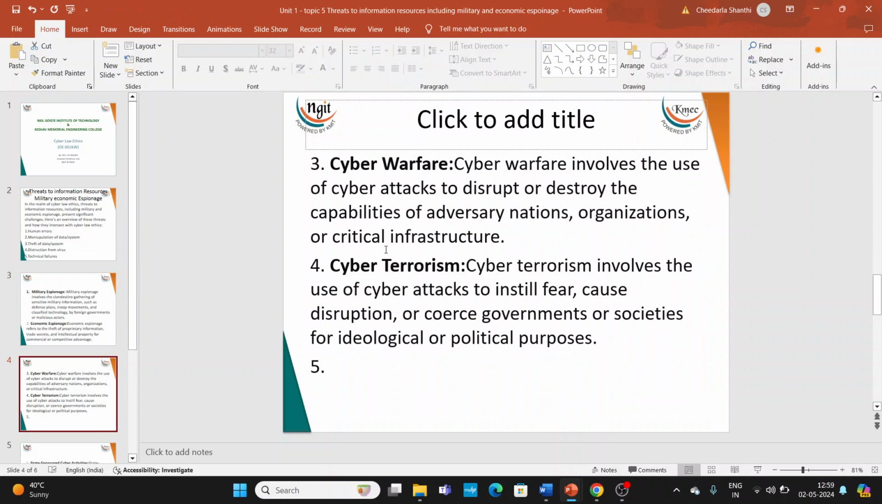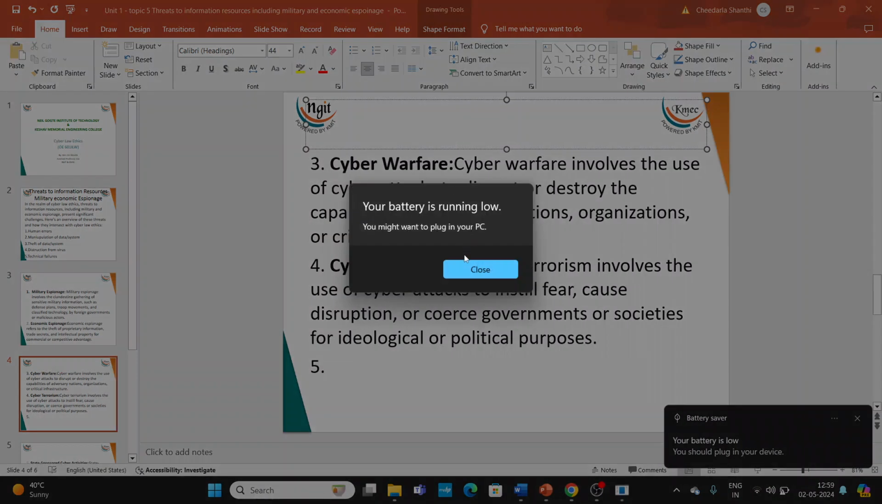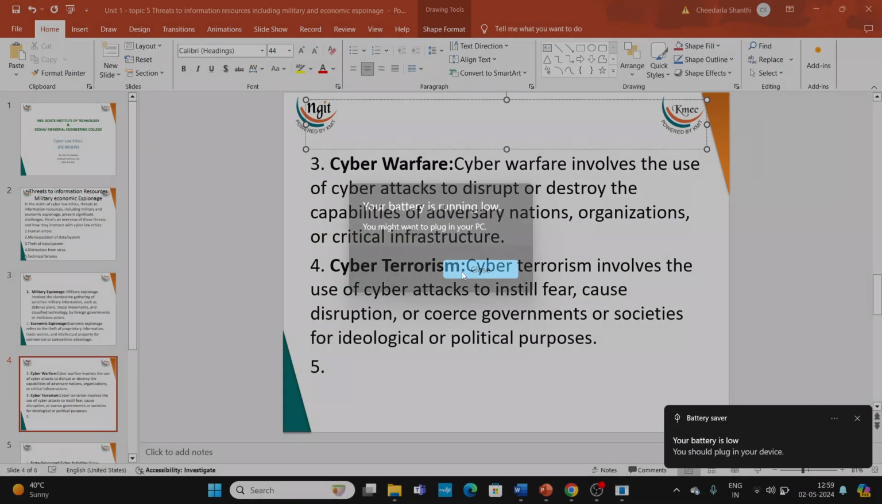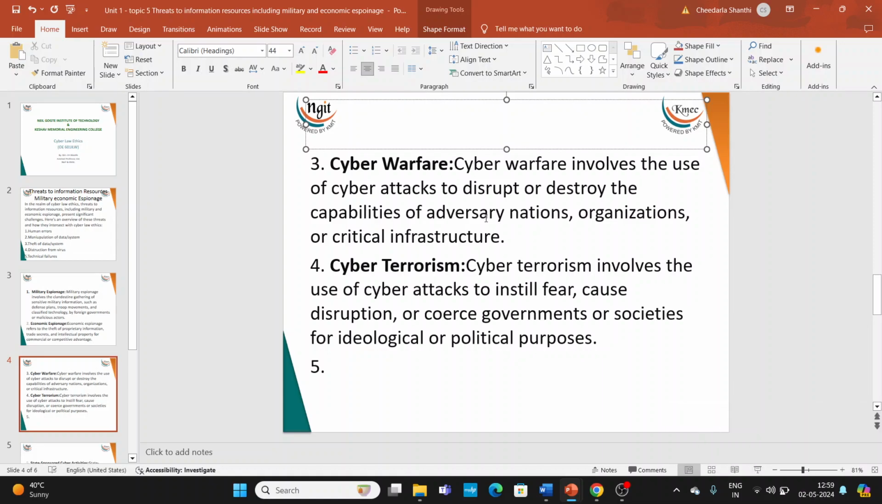Coming to cyber warfare. So in cyber warfare, what will happen? It involves the use of cyber attacks to disturb and destroy the advanced capabilities of nations. What is the capability of a nation? It consists of the infrastructure, and that infrastructure consists of criminal infrastructure along with organizations. Whatever capability is there, those are ready to be destroyed in cyber war.